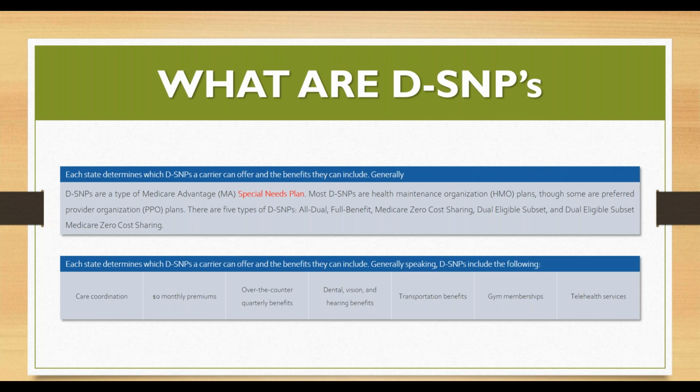So what are the dual eligible special needs plans? QMBs with full Medicaid, that's the QMB Plus. These are individuals that are entitled to Medicare Part A, have income of 100% of federal poverty level or less, and resources that do not exceed twice the limit for SSI eligibility. That's one of their terms, and they are eligible for full Medicaid benefits.